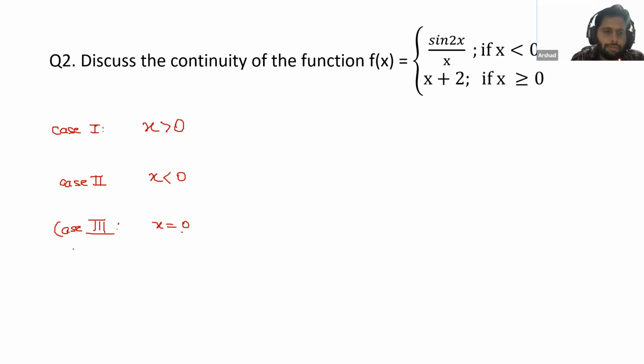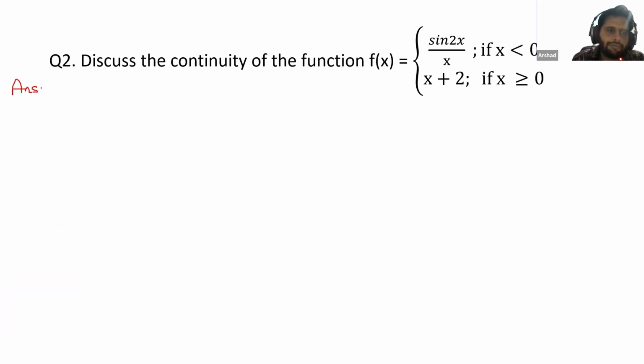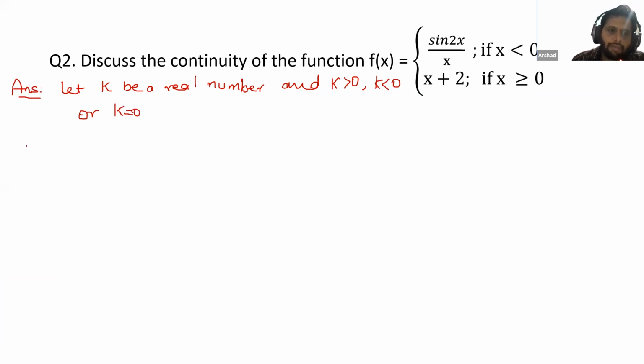Okay, Nabil, please check here. First of all, let k be a real number. k can be greater than 0, less than 0, or equal to 0. So we will divide this into cases. Case 1, for k is greater than 0.